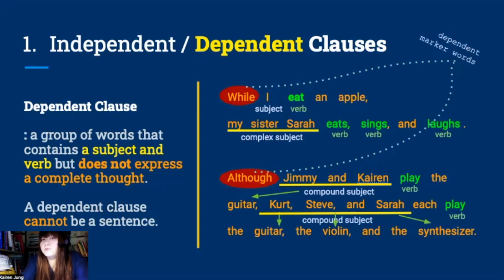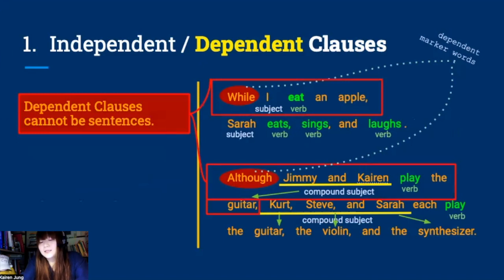And although Jimmy and Karen play the guitar, Kurt, Steve, and Sarah each play the guitar, the violin, and the synthesizer. Because they start with the dependent marker words or subordinating conjunctions circled in red, while and although, these clauses cannot be sentences, no matter how long or complex they are, regardless of the number of nouns and verbs in these clauses. They cannot stand alone as sentences, and therefore are dependent clauses.